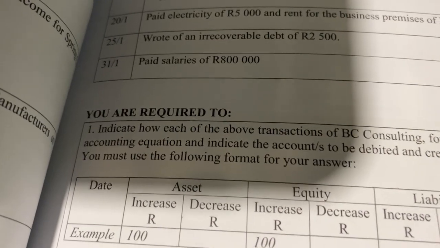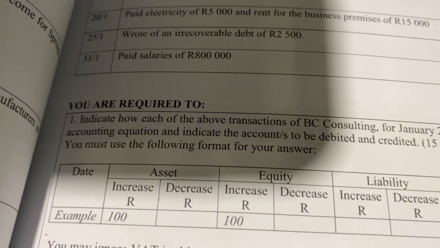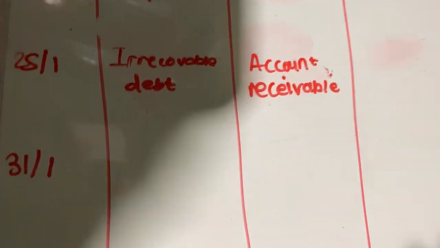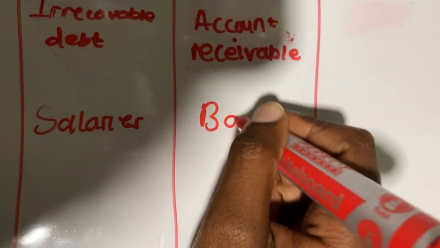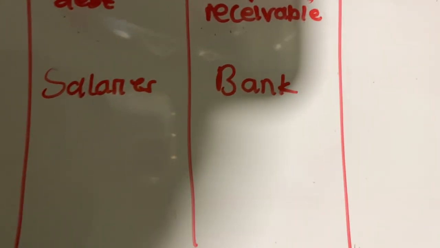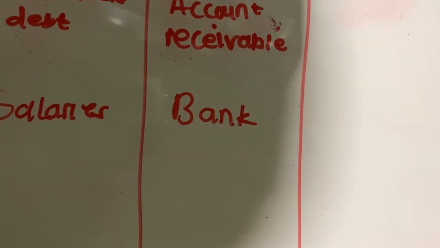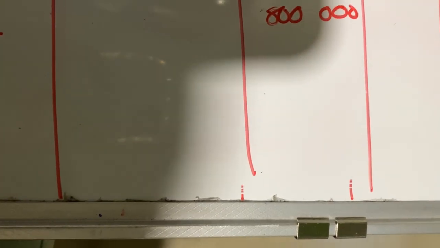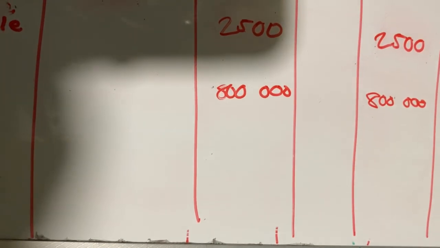Paid salaries of 800,000, and that is an expense. An expense increases on the debit side and decreases where? On the credit side. In this case, expenses are increasing. The account that is going to be debited is salaries, and we're going to credit bank since money is going out of the company. So assets are going to decrease by 800,000 while owner's equity decreases by 800,000.